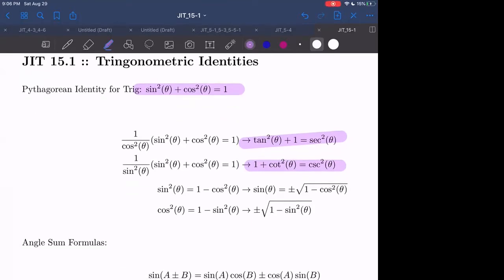Okay, we can also subtract, so we subtract the cosine over, so we get sine squared is equal to 1 minus cosine squared. If we take a square root, we get that sine is equal to plus or minus the square root of 1 minus cosine squared. Similarly, we can subtract the sine over, so we get that cosine squared is equal to 1 minus sine squared. And that should be a square root, so cosine is equal to plus or minus the square root of 1 minus sine squared.